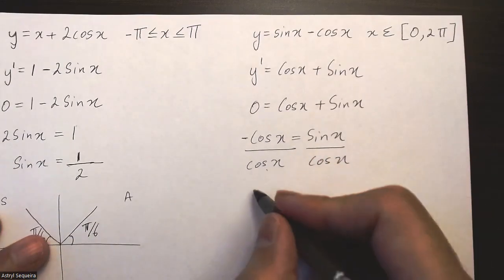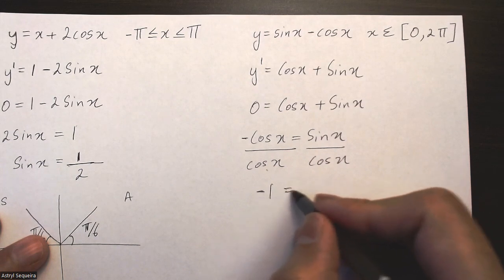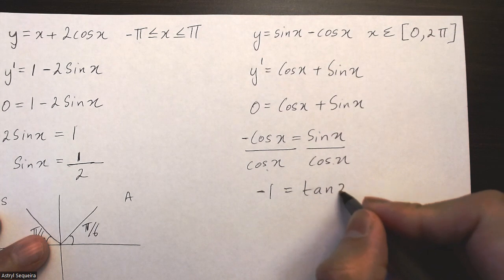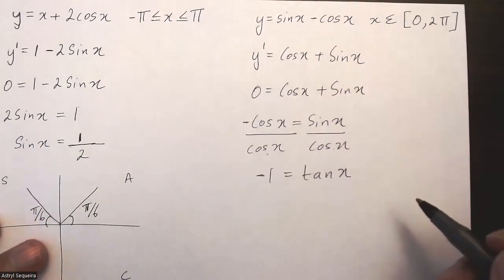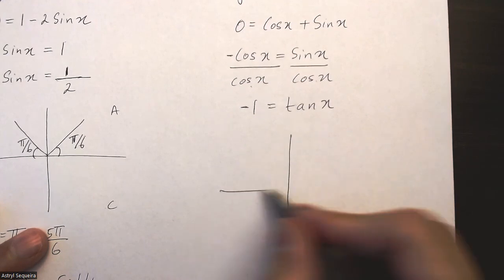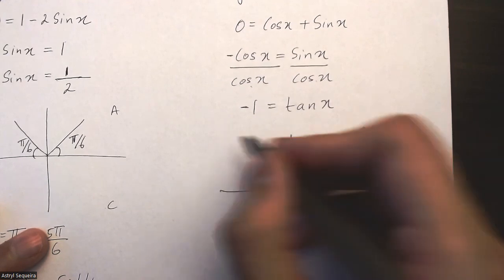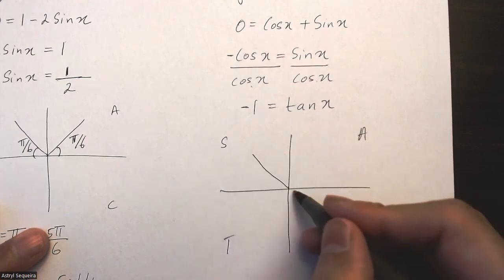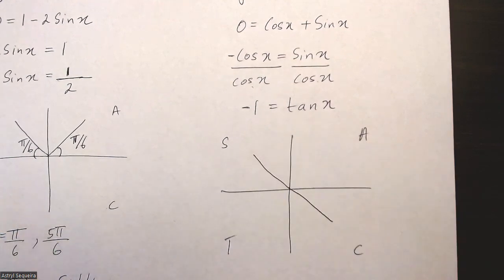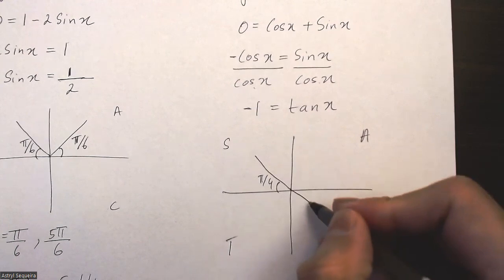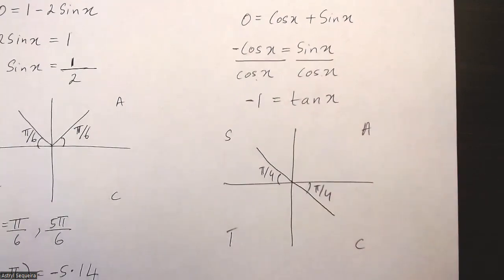So negative cos divided by cos is just -1, and sine divided by cos is just tan x. So anytime you have sine plus cos, you have to turn it into a tan. I'm going to use my CAST rule to solve this. Tan is negative in my second and fourth quadrant. I'll do the tan inverse of +1, or use your special triangle. Find your acute angle, which is just pi over 4.